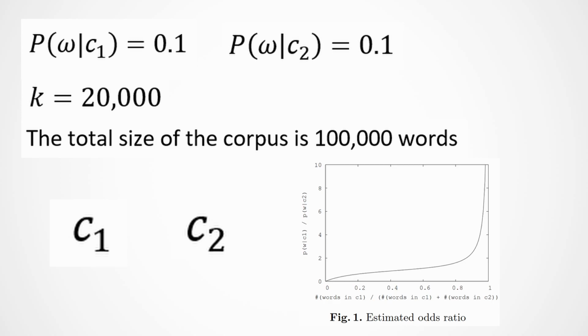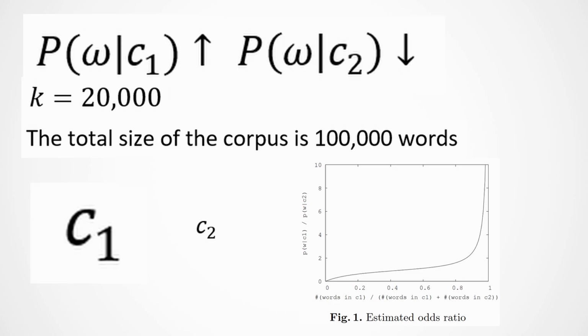However, the situation changes dramatically as the class sizes become unbalanced. For example, when C2 becomes very small and consists of little text relative to the other class, the presence of the irrelevant word ω in a test document substantially increases the estimated probability that the test document belongs to class C1.